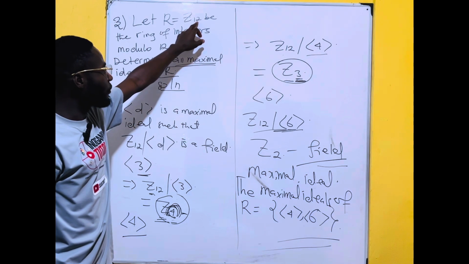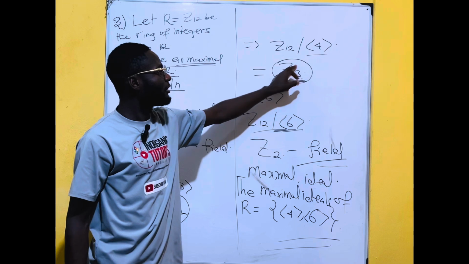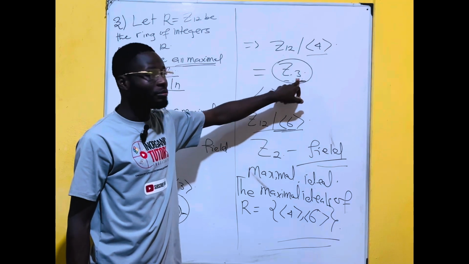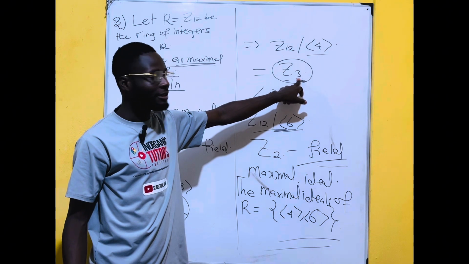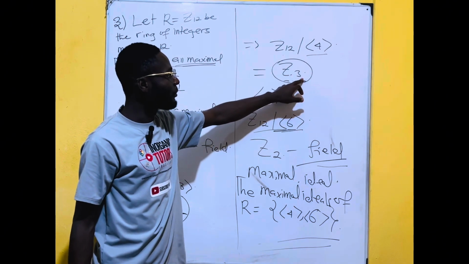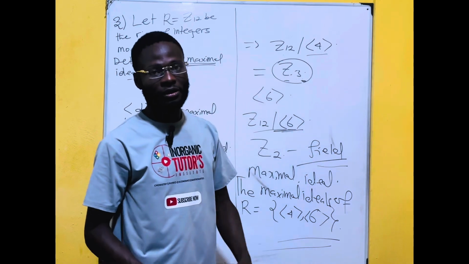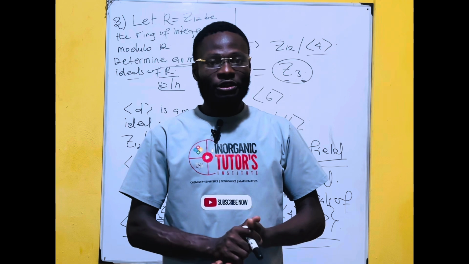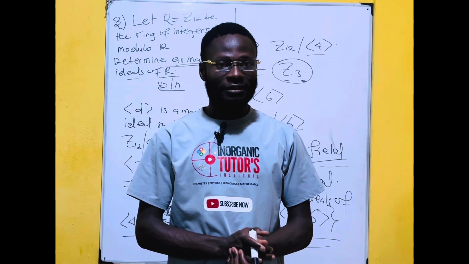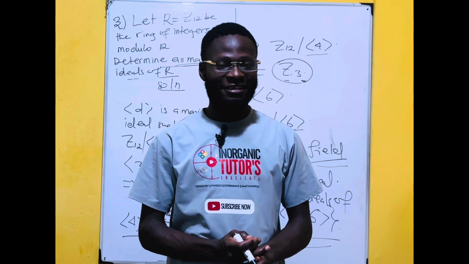First of all, you have to check the element here. It has to be a prime number. Once it is a prime number, then it qualifies to be a field. And if it is a field, then straightforward, it is a maximal ideal. And that is it.